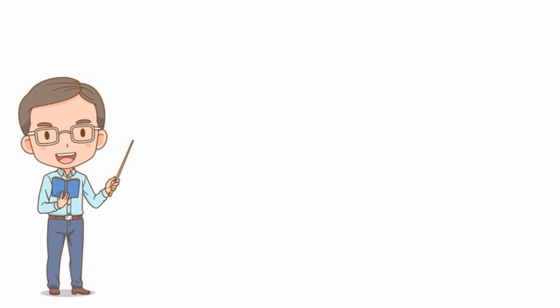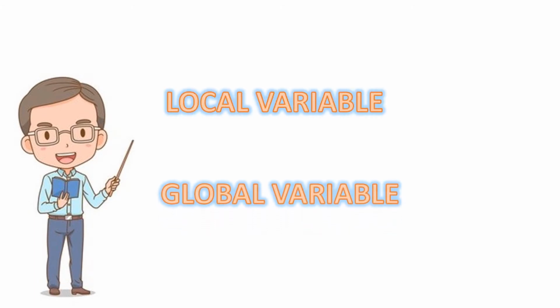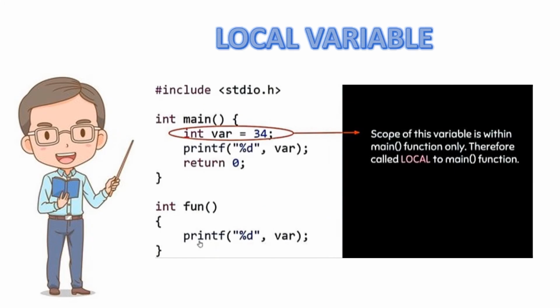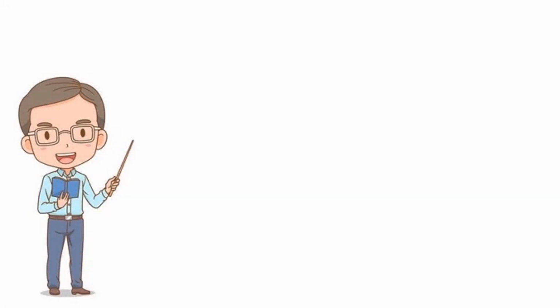So, the scope of a variable has two types. One is a local variable and the other is a global variable. Let's consider an example for local variable. Here, the scope of the variable is within the main only, therefore it is called local to main function. Next, let's consider an example for global variable.